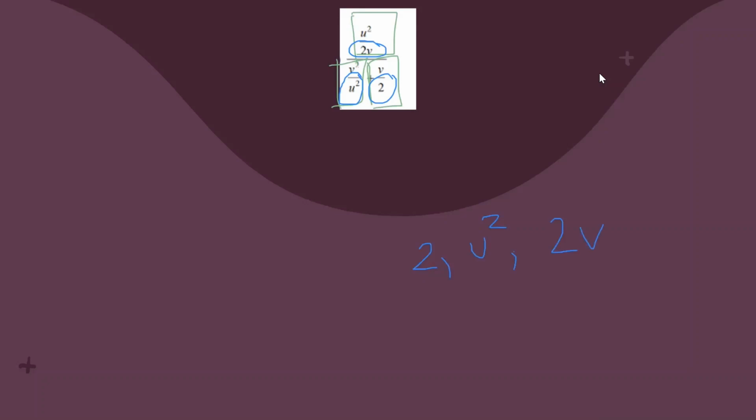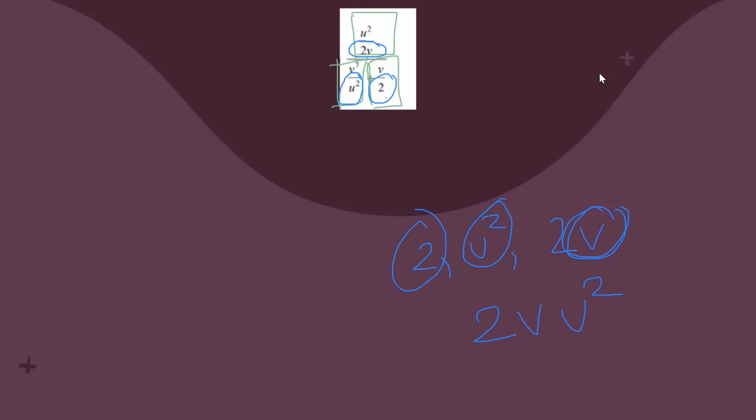Well, the LCD is actually going to be 2v u squared. I took the v, I took the u squared, and I took one of the 2's. I cannot take 2 of the 2's because once you take one of the things, you don't have to take the exact same thing again. The LCD of 2 and 2 is not 4, it's just 2. The same way the LCD of 3 and 3 is not 6, it's just 3. You don't multiply them. You just take one of them.